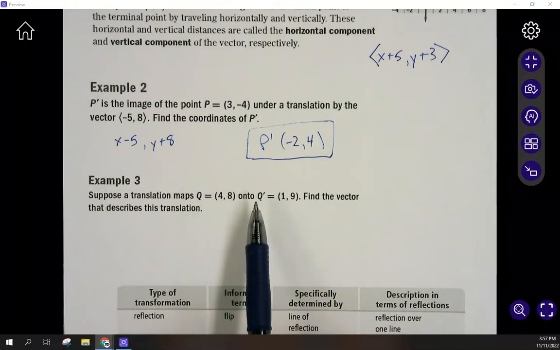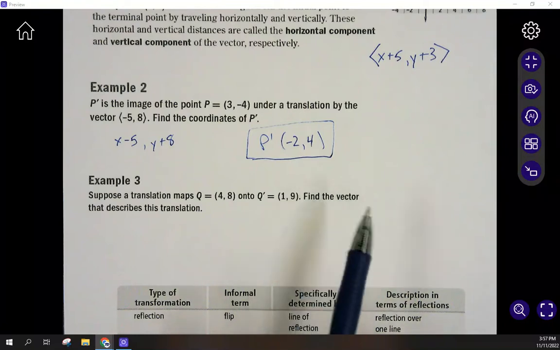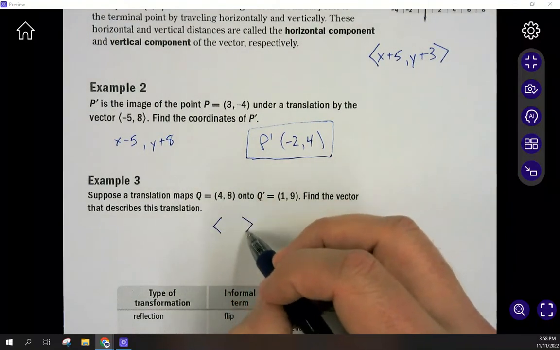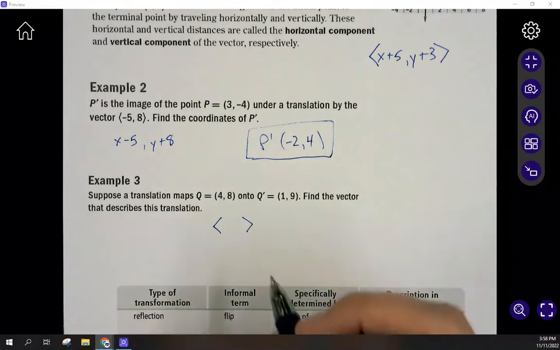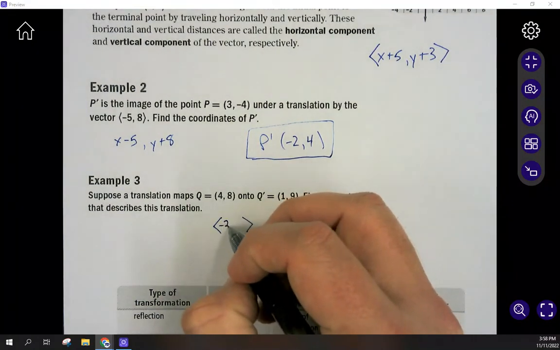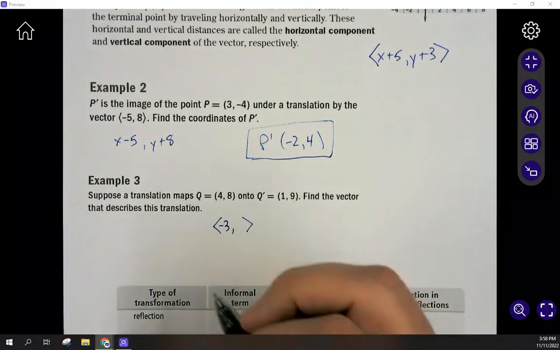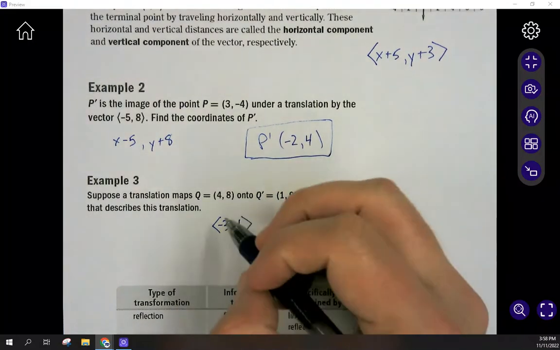And so example 3, suppose we have a translation. We went from Q to the image of Q, which was (4, 8) and became (1, 9). Find the vector that made this happen. So we're going to come up with the vector. So we went from 4 to 1. We went down 3. So that means the x value in the vector was negative 3. And we went from 8 to 9. We went up 1. And so that's just 1. All right, pretty straightforward.